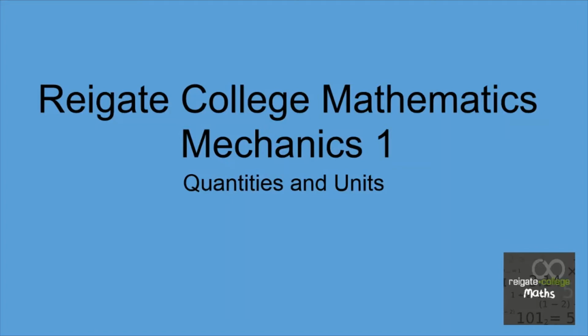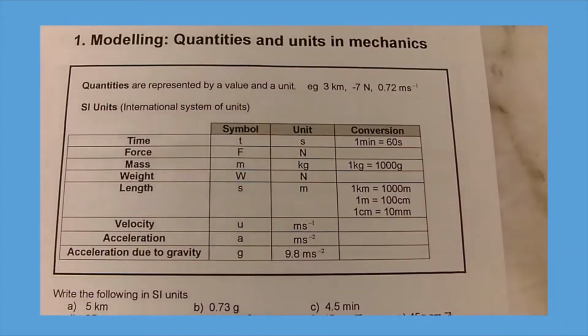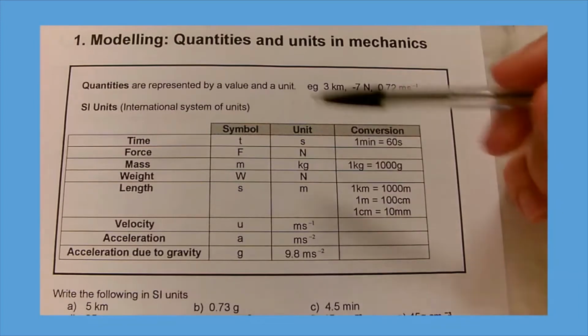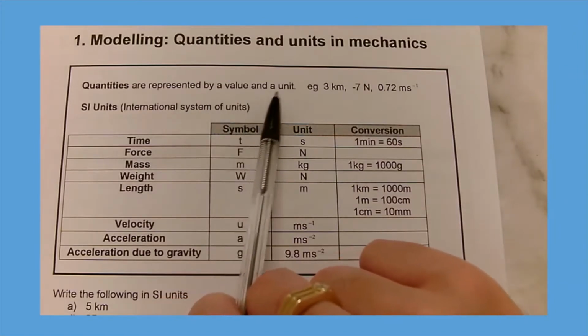Okay, and welcome to the next video where we're going to look at the quantities and units that we use in mechanics in order to understand exactly with each quantity how that links to each concept in mechanics and make sure that we do the correct thing. So let's get into it. This table is in the mechanics booklet, and it clearly sets out everything in terms of the symbols, units and conversions. Quantities are represented by a value and a unit.